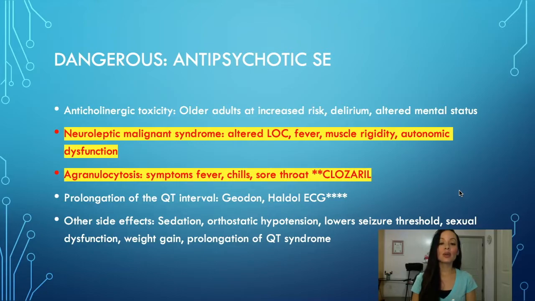Anticholinergic toxicity, they don't test as much on it. Older adults are at increased risk, and they will develop delirium and altered mental status. What you do need to know for exams and in real life also, even though it's very rare, is neuroleptic malignant syndrome. It presents with altered level of consciousness, fever, and muscle rigidity. Those are your two keywords: fever, muscle rigidity, because the other ones can kind of mimic what this looks like.